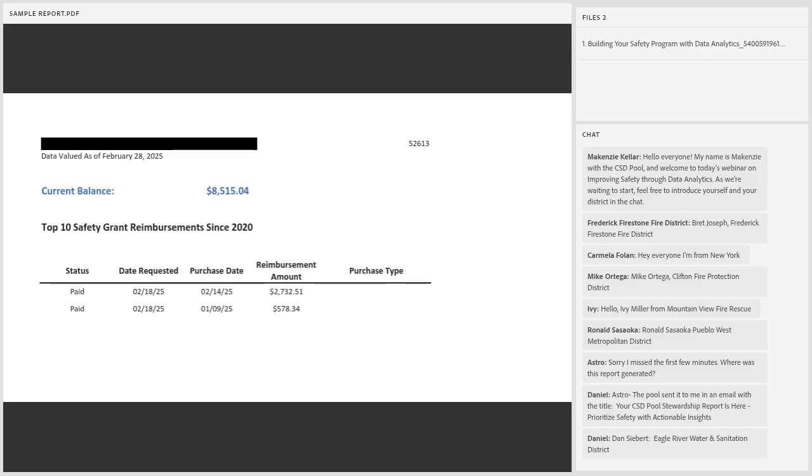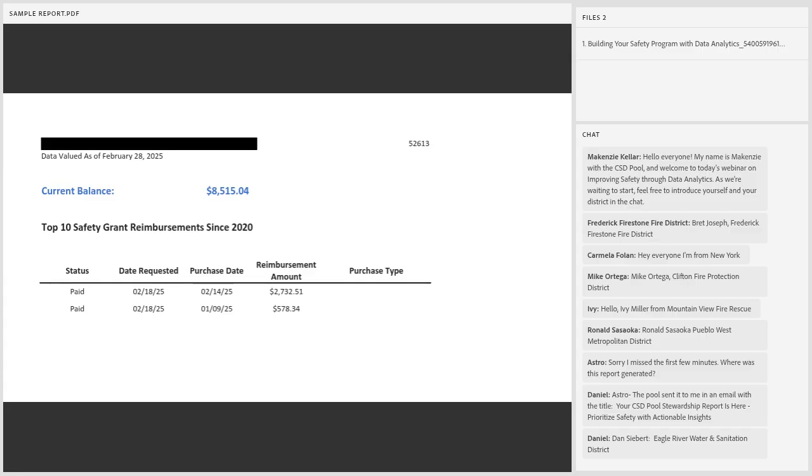Moving on to the next page here. This is the safety grant utilization page. If you're not familiar, our safety grant program reimburses members for safety-related expenses like training and personal protective equipment. Each year, you receive an allocation based on your contribution size and years in the program. Unused dollars often expire after 5 years.